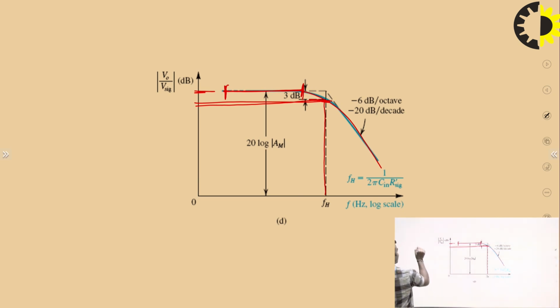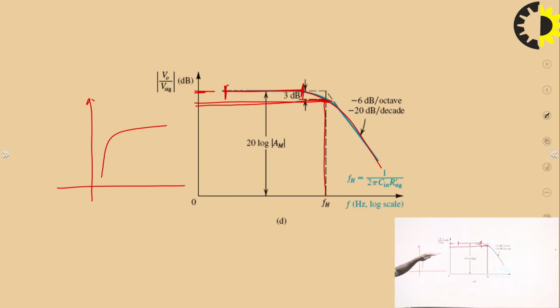And if I ask you to draw the low frequency response, then the low frequency response will be like this. That means initially the gain will be low, then it will keep on increasing, then it will become constant, and finally it will keep on decreasing at high frequency. So, this is how the gain will vary with respect to frequency for the amplifier.